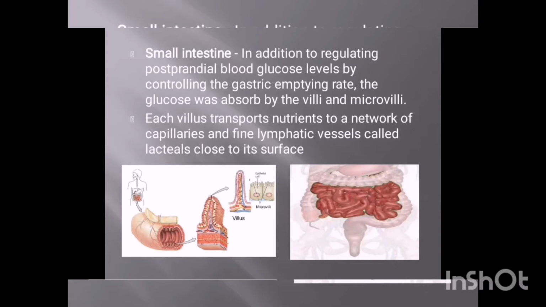So yes, Sir Magagan is going to discuss the small intestine. So the small intestine, in addition to regulating postprandial blood glucose level by controlling the gastric emptying rate, absorbs glucose through the villi and microvilli. Each vilus transports nutrients to a network of capillaries and fine lymphatic vessels called lacteals close to its surface.